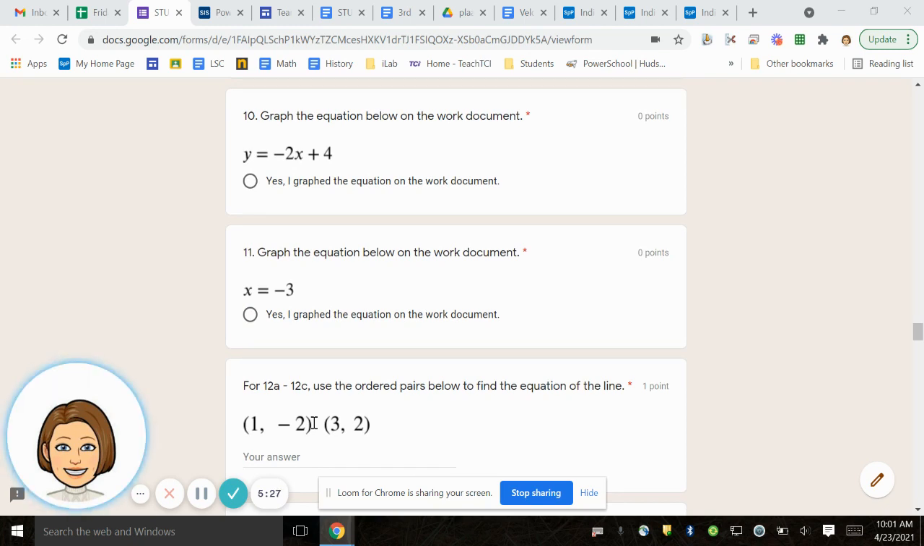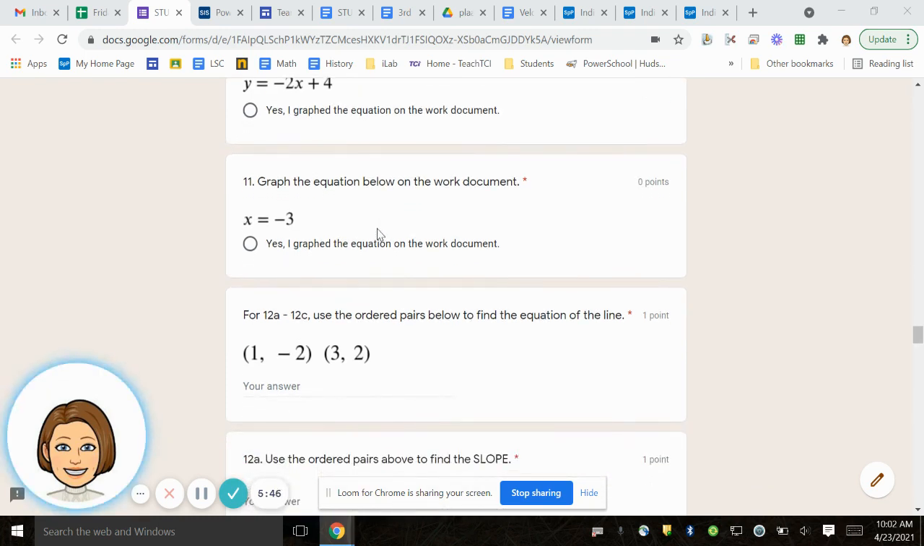Numbers 10 and 11, you're going to graph these equations. Graph y equals negative 2x plus 4. Be mindful. Where do you start? Where's the front desk? And then find your room with the movement, with the slope.